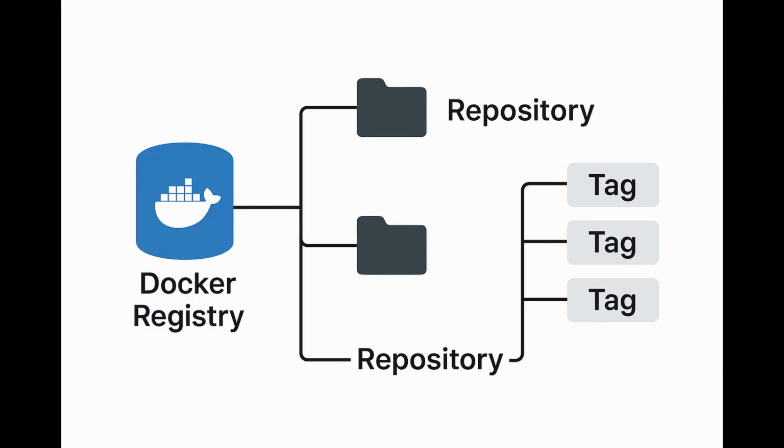And the popular among them is the Docker Hub. We have other ones like Azure Container Registry, but we'll look at them later. But by default, the registry owned by Docker is called Docker Hub.